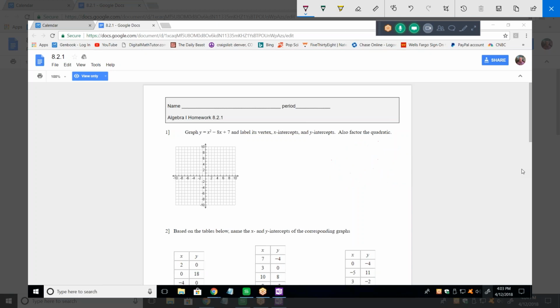All right, now, first of all, they want its vertex, its x-intercepts, and its y-intercept. Also factor the quadratic. Notice that there are lots of ways to get each of these. For the vertex, I could use minus b over 2a. But since they've said factor it, let's factor it. What does it become?